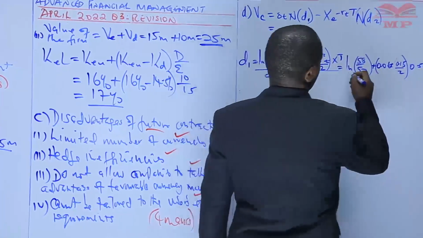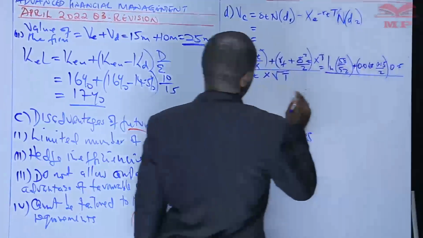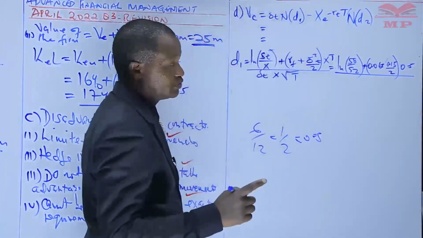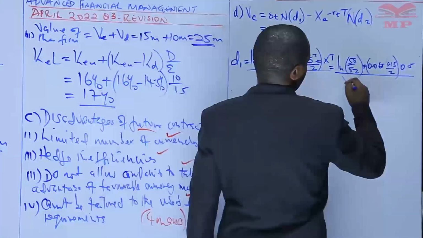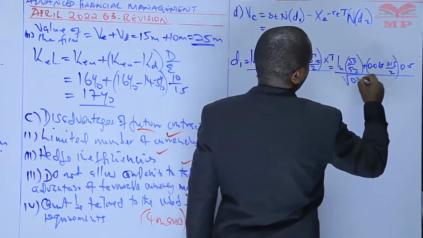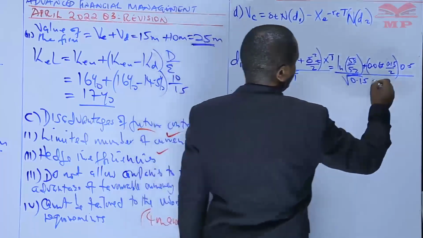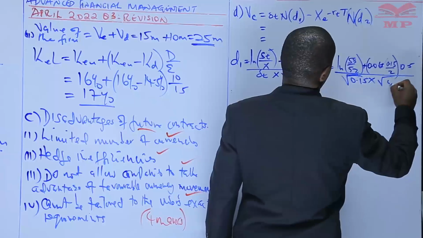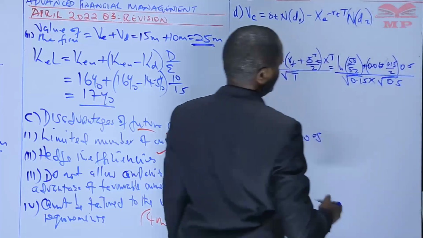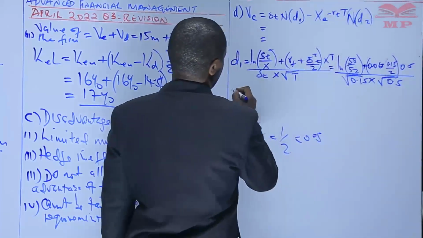So we're going to divide that by the standard deviation, and we know the standard deviation is equal to the square root of the variance, our variance here is 0.15, times the square root of time, 0.5.